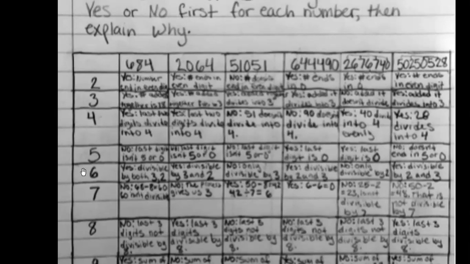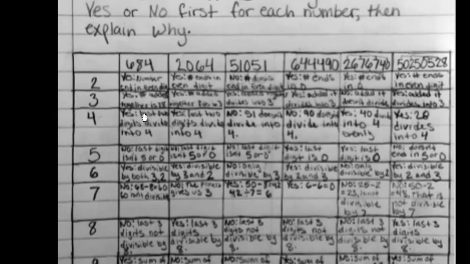Now 6. What is the divisibility rule of 6? It says if the number is divisible by both 2 and 3. So if it's not divisible by 2, but it is by 3, it's no for 6. If it's divisible by 3 and not 2, it's still no. If it's divisible by 2 and 3, then that's a yes. So now, all we have to do here is super simple.